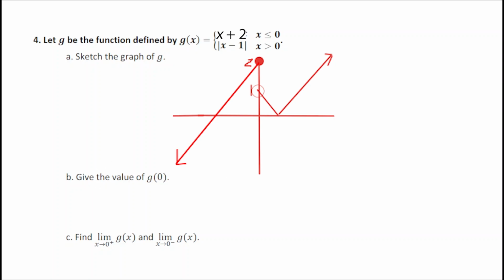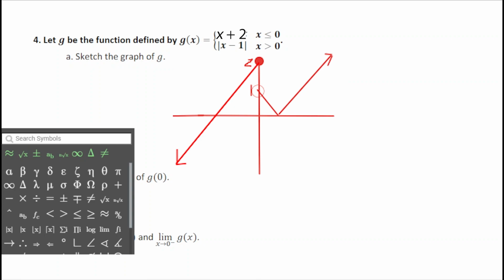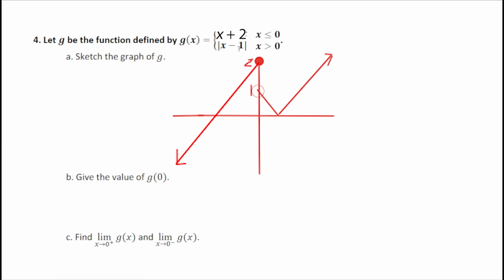Okay, so the value of g of 0 you can get just straight from the equation. We would want to plug it into the top expression versus the bottom, because that's where x is equal to 0. So we would say that this equals, oh, it is 2. Yeah, I already typed that in. Okay, so that's kind of weird.